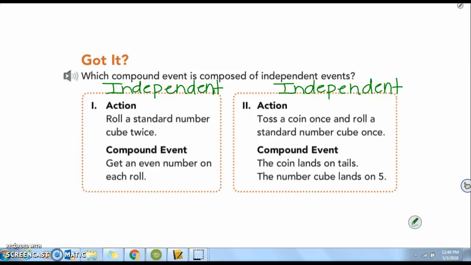Both of these events are independent events. When we roll the standard number cube twice, rolling it the first time has no effect on rolling it the second time. With the second example, when we toss a coin and roll the standard number cube, these are independent events. They do not affect one another.